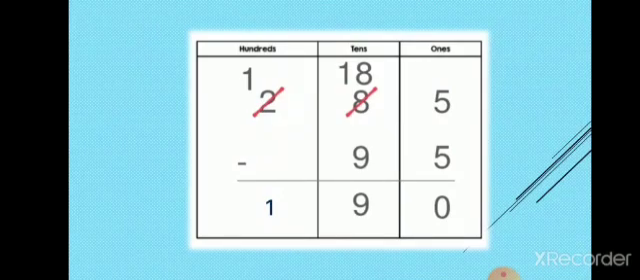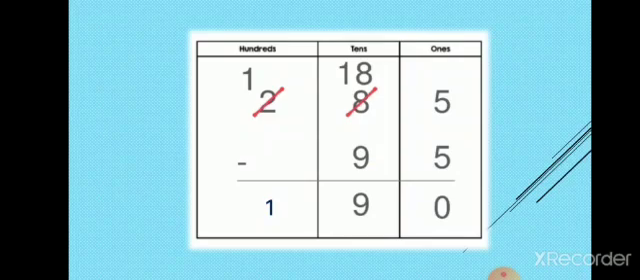In the next example, you see ones. At the ones place, both numbers are the same. So when you subtract 5 from 5, you will get 0. Now move to the tens place. There is number 8 and there is number 9. You have to subtract 9 from 8, but you can't subtract a greater number from a smaller number.